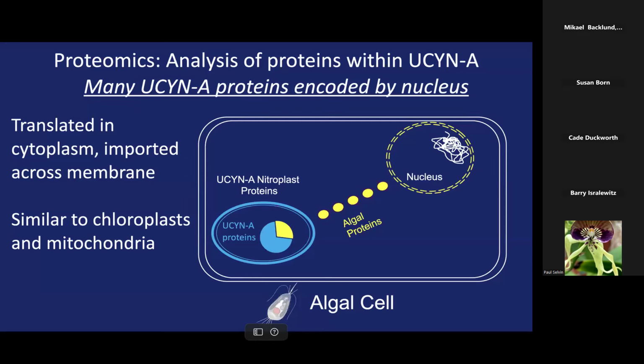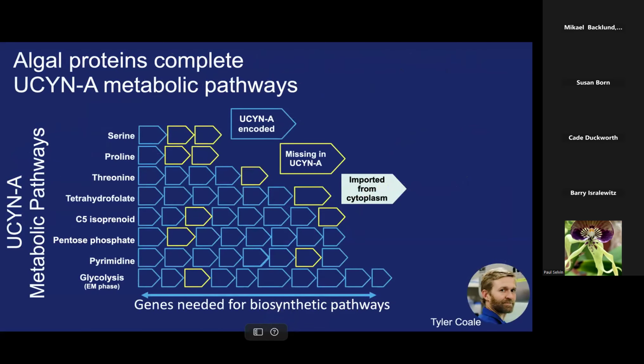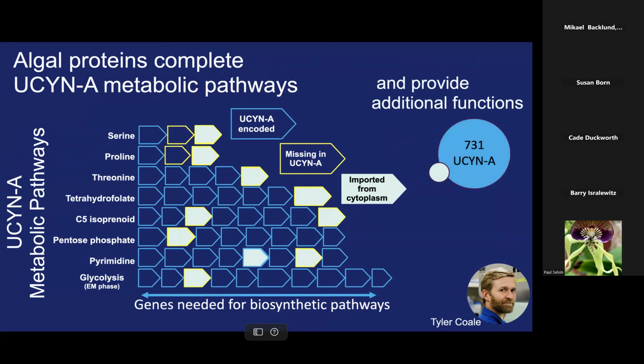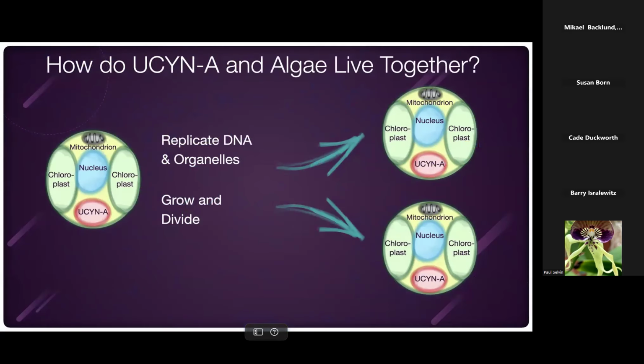One, he showed that many proteins were encoded by the nucleus, expressed, and then transferred over to the UCNA. He looked at those in UCNA and those missing in UCNA, and those that are imported from the cytoplasm. So many additional functions are provided by the host to the endosymbiont UCNA, about 50 functions from B. bigelowii.